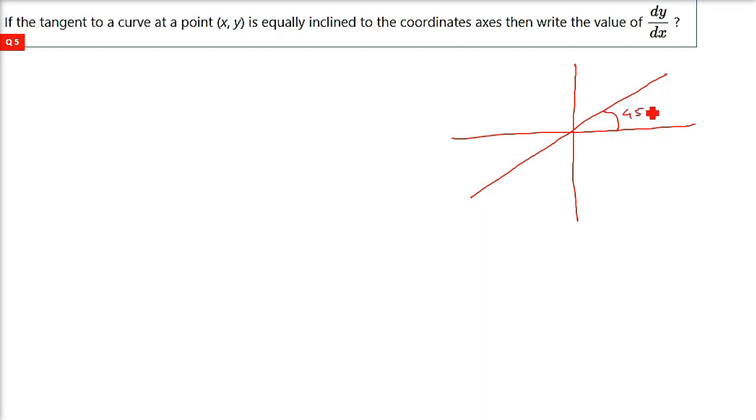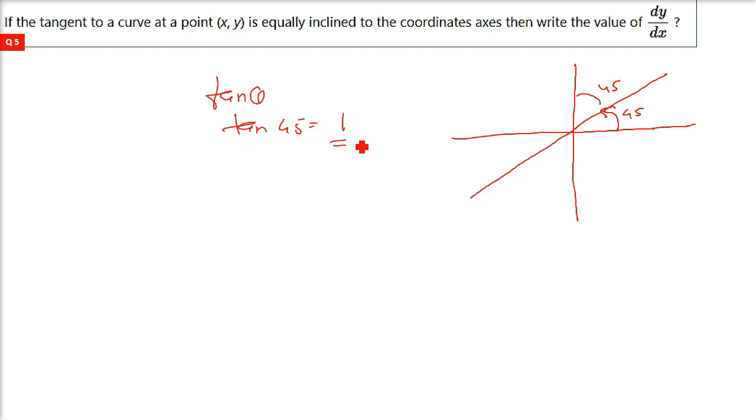So this is 45 degree from y-axis, 45 degree from x-axis. That means it is equally inclined to the coordinate axis. So you will be tempted to answer dy by dx is tan 45 degree, because the slope is nothing but the angle from the x-axis taken in the anti-clockwise direction. What you will do? Tan theta you will find out, because it is 45 degree, tan 45 degree is going to be 1. You will answer it is 1.